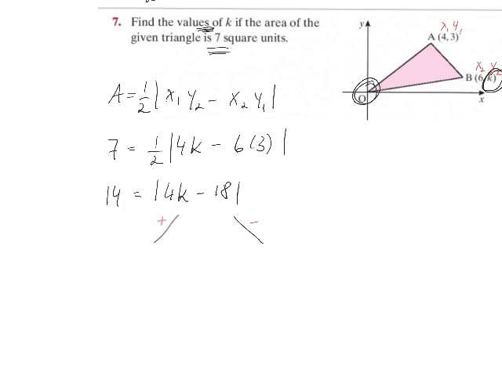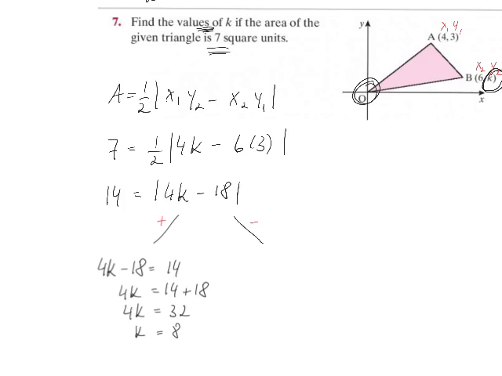So that gives us two situations. The first situation is that whatever is in there is positive. So 4k minus 18 equals 14. We can calculate that now. 4k is 14 plus 18. 4k is 32. That gives us a k of 8.